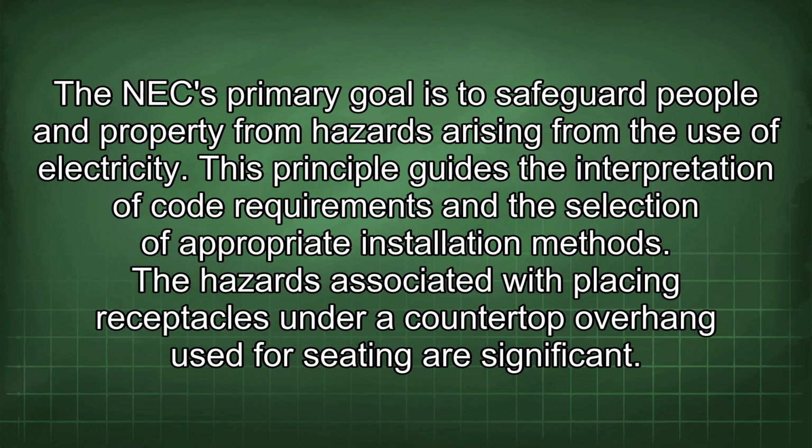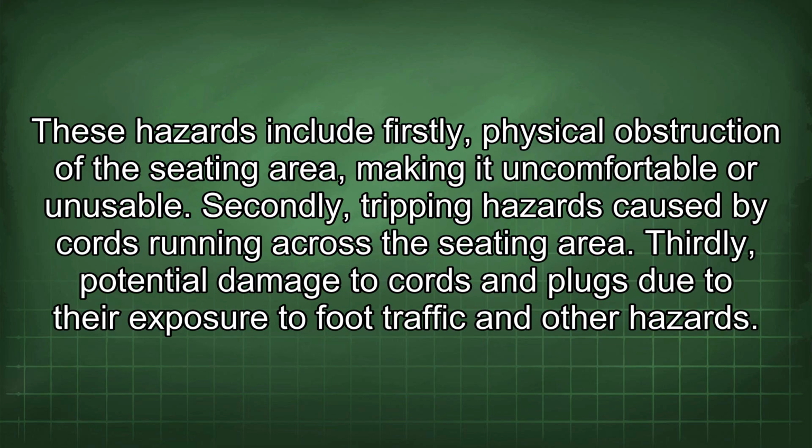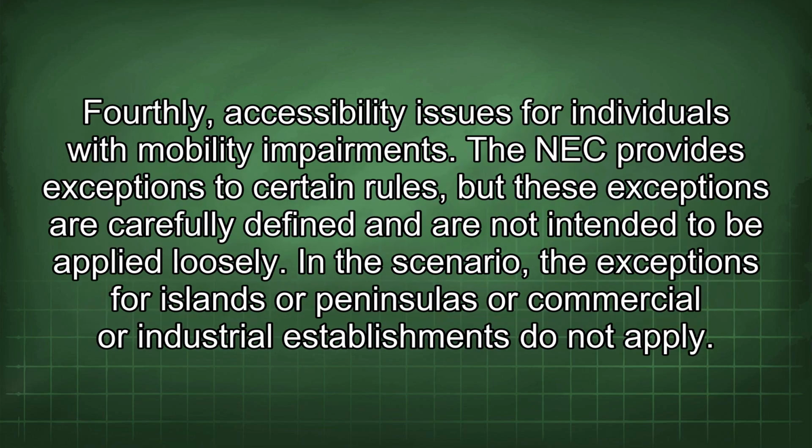The hazards associated with placing receptacles under a countertop overhang used for seating are significant. These hazards include, firstly, physical obstruction of the seating area, making it uncomfortable or unusable. Secondly, tripping hazards caused by cords running across the seating area. Thirdly, potential damage to cords and plugs due to their exposure to foot traffic and other hazards. Fourthly, accessibility issues for individuals with mobility impairments.